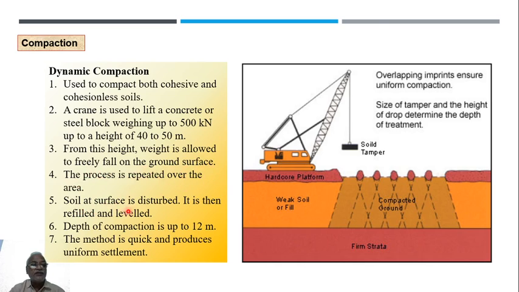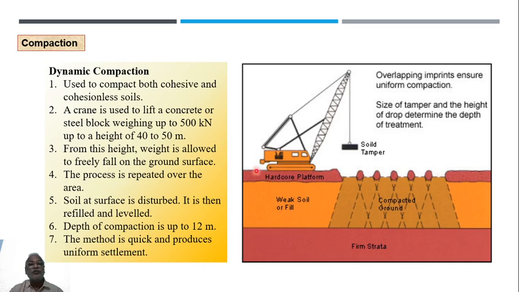Soil at the surface is disturbed. It is then refilled and leveled. So in the beginning, you have to fill the soil and then compact it. Now the depth of compaction is up to around 12 meters. So this kind of action will be able to compact the soil to the order of 12 meters. The method is quick and produces uniform settlement.